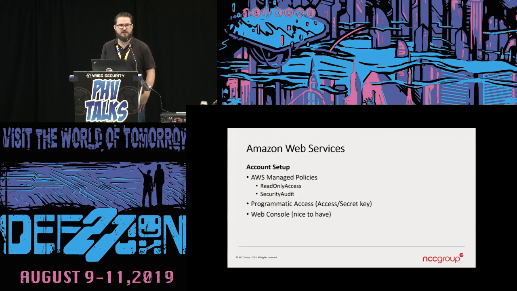So the first thing that we want to do when we're going to assess an AWS environment is we want to set up our auditing account. We want to apply a couple managed policies to it. The first one is read-only access, and the second one is security audit. We also want to establish programmatic access for the API, which is an access key and secret key pair. And then not absolutely necessary, but it's nice to have access to the web console so that you can actually go through and click in the UI and look at that representation of the configuration.